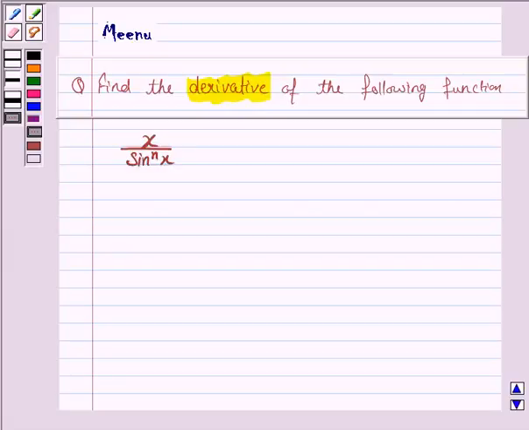It says, find the derivative of the following function. The given function is x upon sine to the power n x. To find the derivative of this function, we'll be using quotient rule.